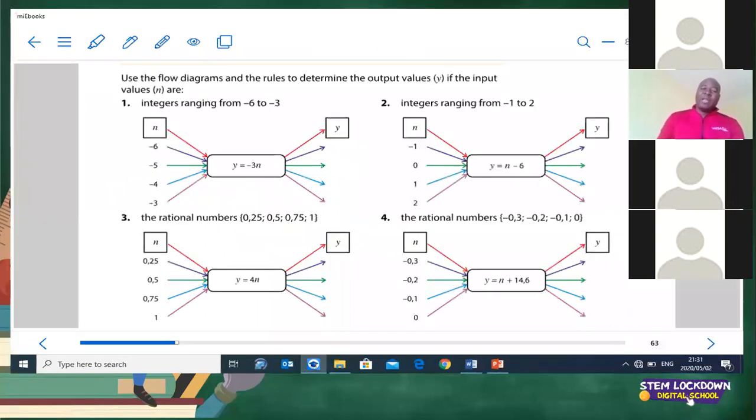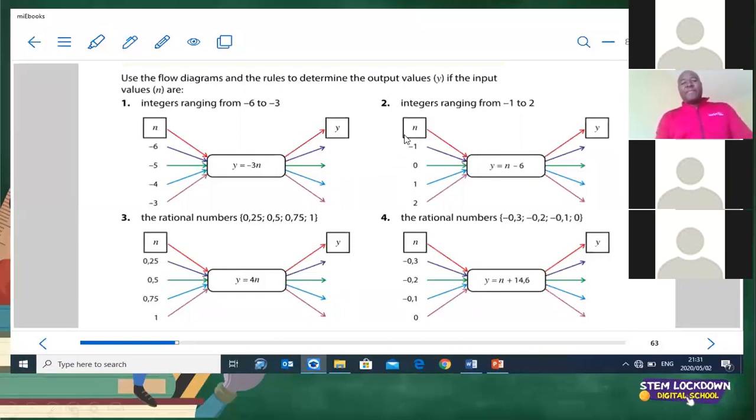So that will definitely be the first one here in this category. So you have 18 there, you have 15, 12, and 9. Those would be the output values.